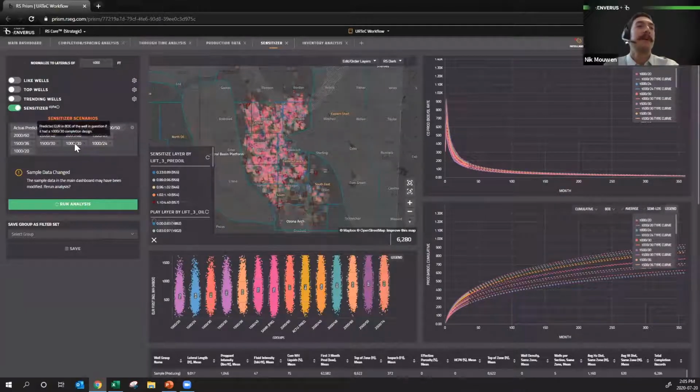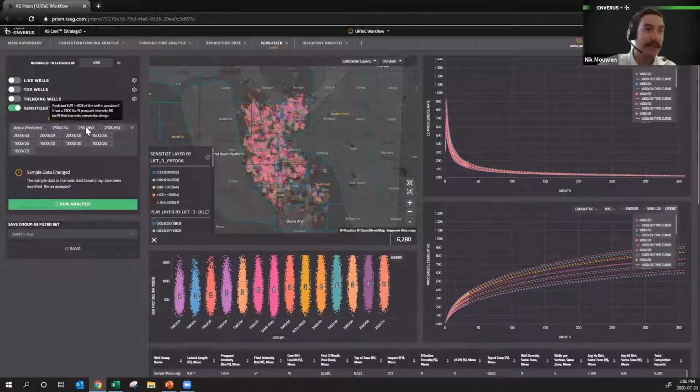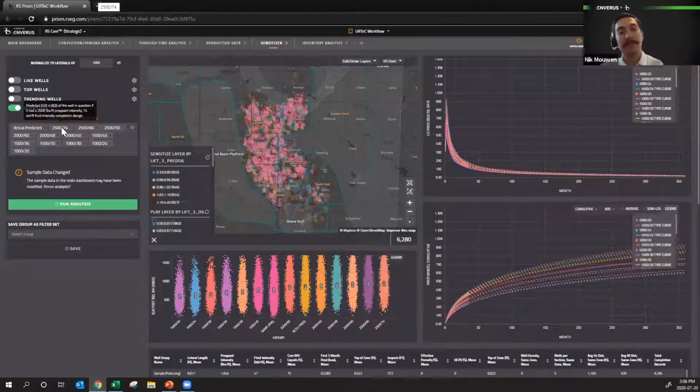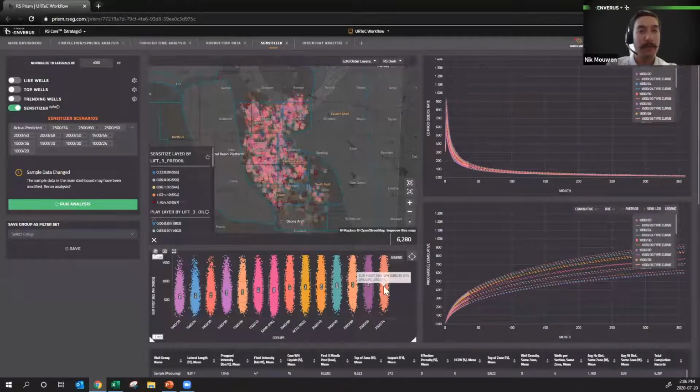You can see over here I have a number of completion designs predicted, so these sensitizer scenarios. For example, highlighting this 2500/60, that's going to be your completion intensity, representing 2,500 pounds per foot and 60 barrels per foot. So that's where the what-if comes in. We're taking all these existing wells and running them through these different completion designs by changing that proppant intensity number and fluid intensity number. And then we can see what that EUR performance would look like.